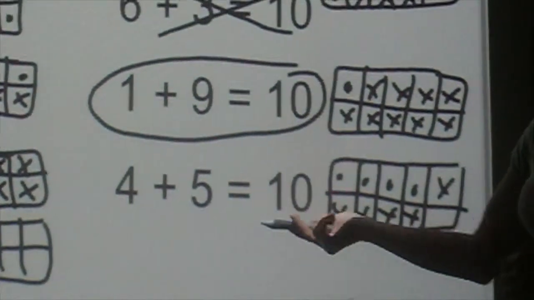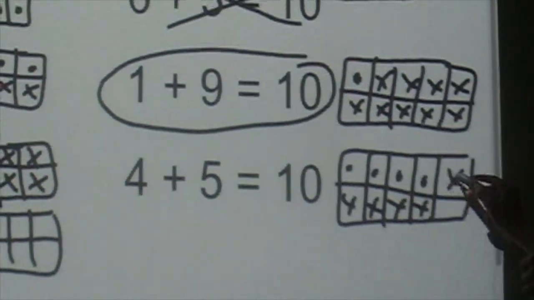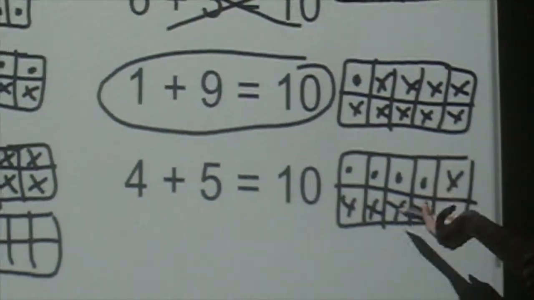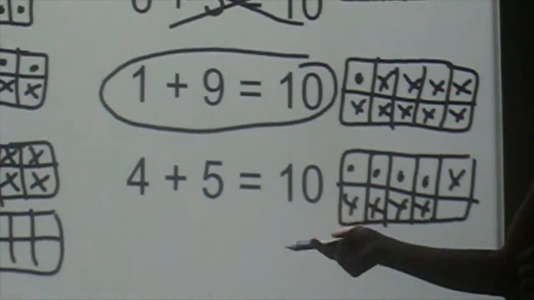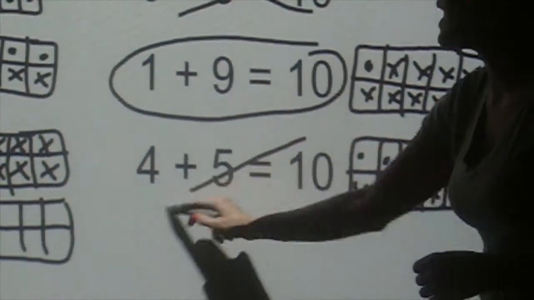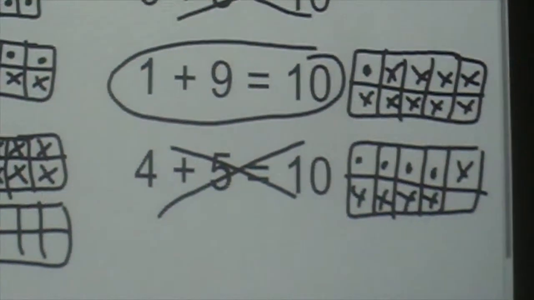Let's count them up and see if it equals 10. 1, 2, 3, 4, 5, 6, 7, 8, 9. Does 9 equal 10? No, that is false. So this one is not true. 4 plus 5 does not equal 10.